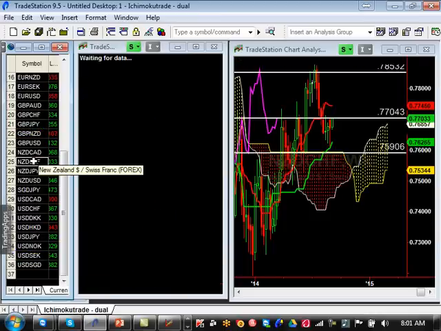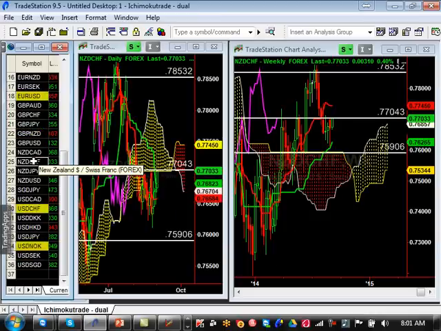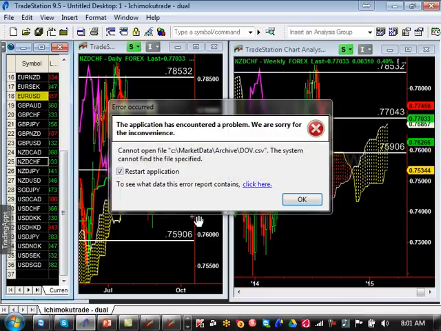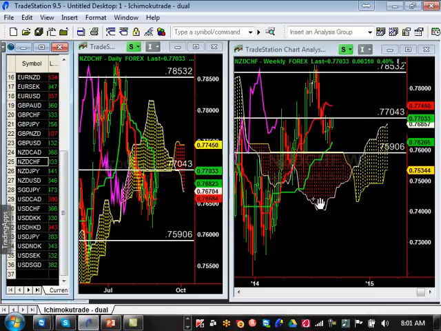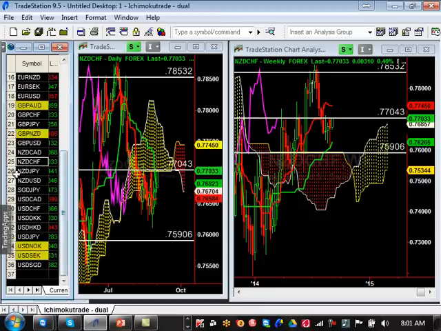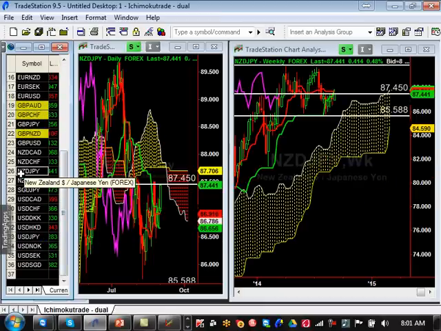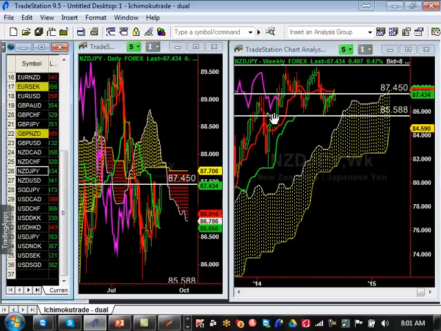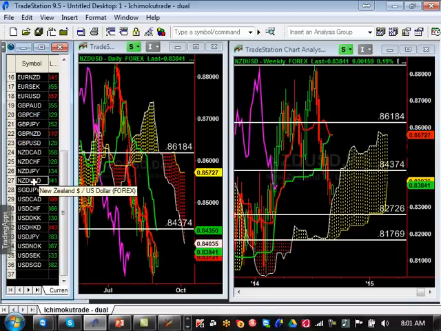New Zealand Switzy, this is basically ugly here, consolidation pattern between 75.90 and 78.53. Euro New Zealand bullish trending here, held the support. It has not gone for a major pullback, but consolidating here at the top. Held the support 85.58 right now. New Zealand USD, ugly pattern here. So next support is 82.72. Next resistance 84.37.